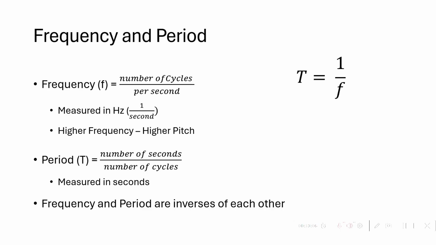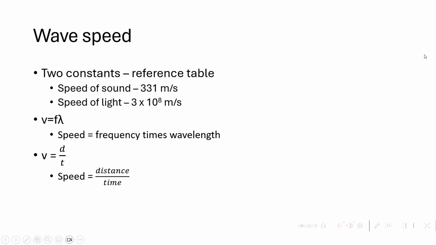Period is the number of seconds per cycle. It is the time for one complete cycle. So where wavelength is measured in meters, period is measured in time, and it's the time to complete one cycle. Frequency and period are inverses of each other, and this one is on your reference sheet. That's that formula.